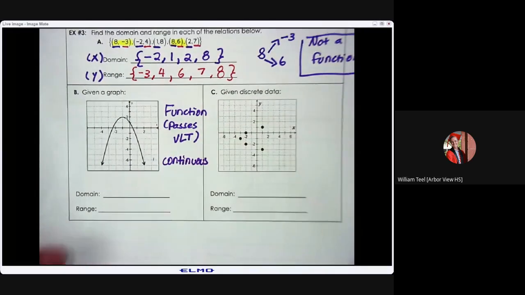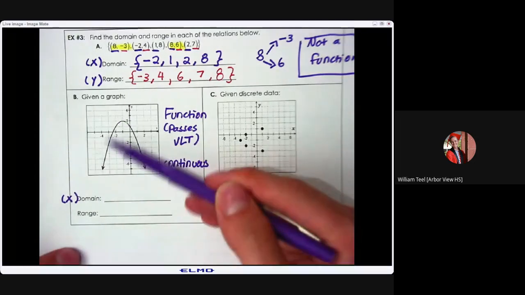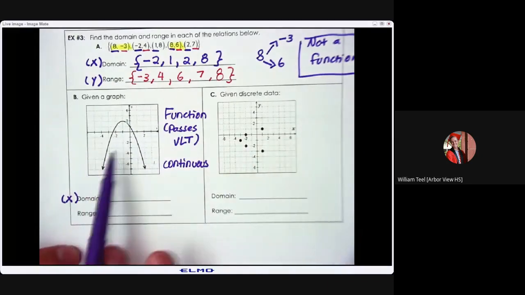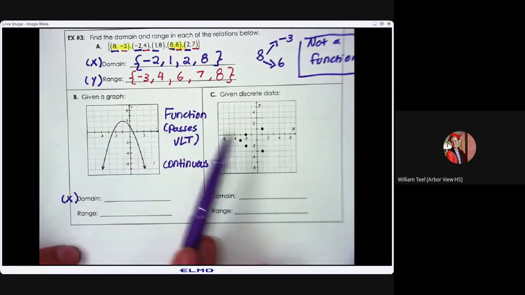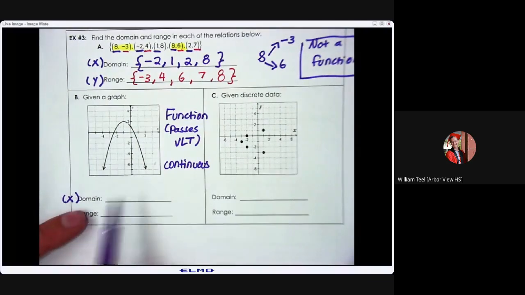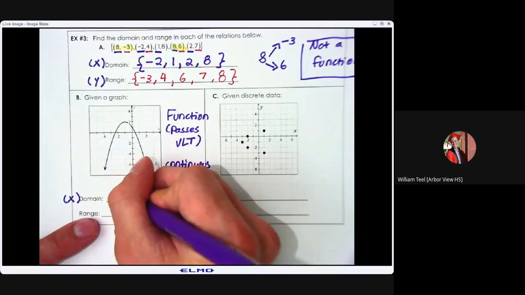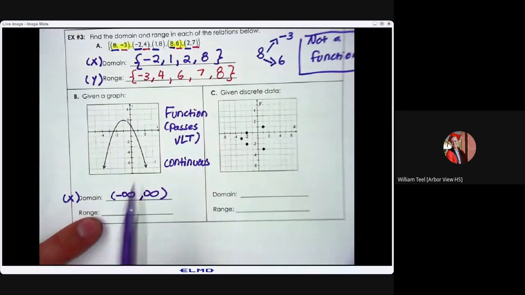If you want to look at your domain, keep in mind your domain is all of your possible x values or all of your possible inputs. Since this is a continuous graph that goes forever and ever to the left and forever and ever to the right, our domain is all real numbers on that x-axis. Any one of these numbers on the x-axis is going to be represented by this graph because it goes down into the left forever and down into the right forever. So our domain is all real numbers. How we write that is -infinity to +infinity. That's how we represent all real numbers on that x-axis.